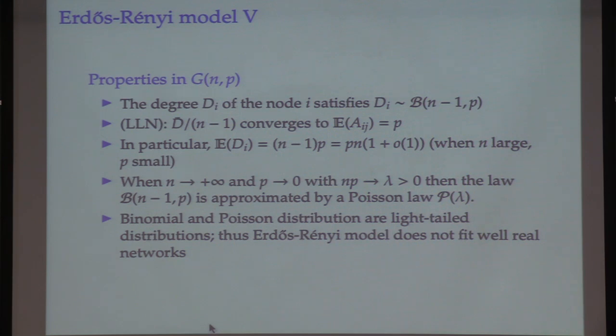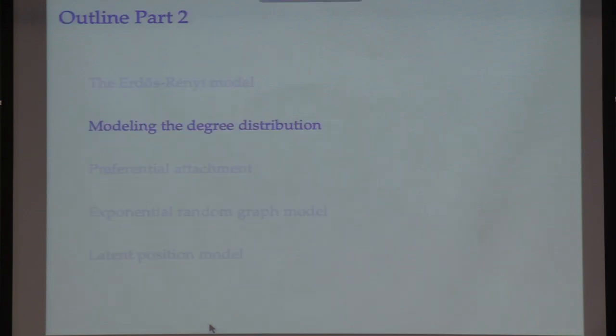And that's one of the problems of the Erdős-Rényi random graph, because in the first theoretical lecture, I told you that real-world networks tend to have heavy-tailed degree distributions with hubs appearing. Hubs are nodes with large degrees. So this fact that we have a binomial, which is approximately a Poisson distribution, makes it unsuited to fit.